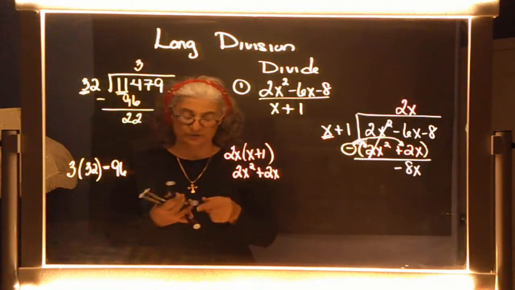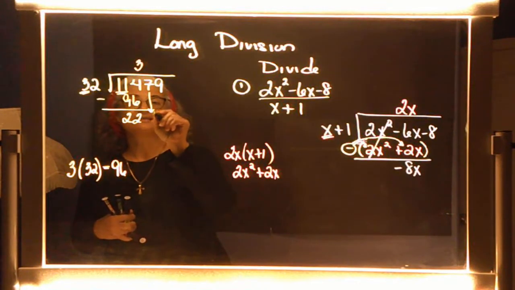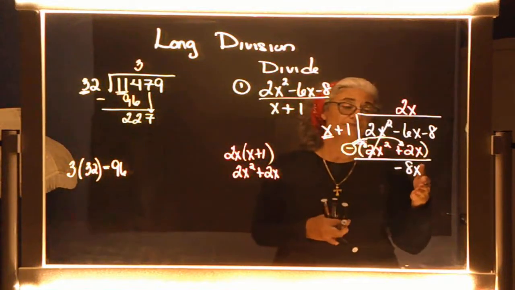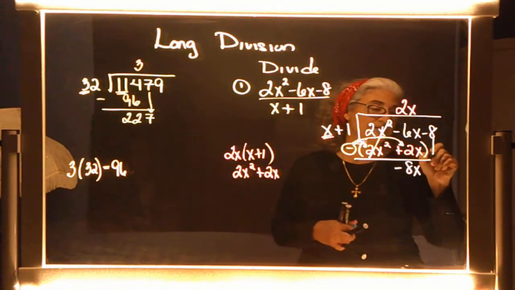Okay, back over here. After we subtract, what do we do next? Yeah, you bring down the next number, so that 7 comes down, right? Over here, after we subtract, what do we do next? Yes, you bring down this minus 8.